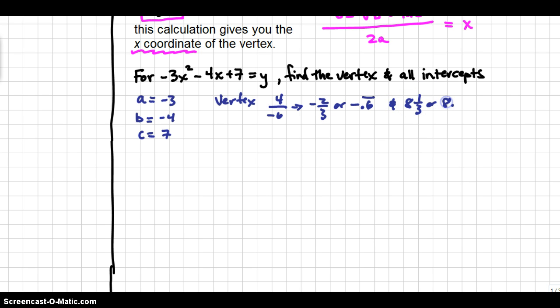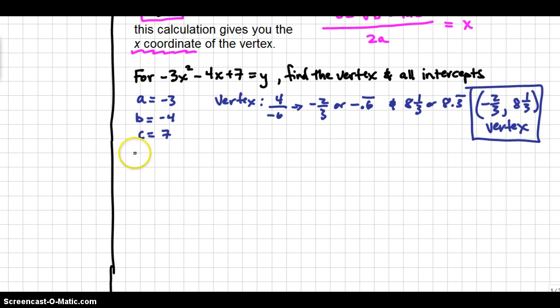So keep in mind that the vertex is a coordinate, so let's write our answers in coordinate form. So the vertex is at the point negative 2/3 for x and 8 1/3 for y. Let's just call that the vertex. For the y-intercept next, remember that the y-intercept is simply the c value, and you just need to write it as a coordinate. So the y-intercept is going to be the coordinate (0, 7). That's the y value, the other value has to be a 0.